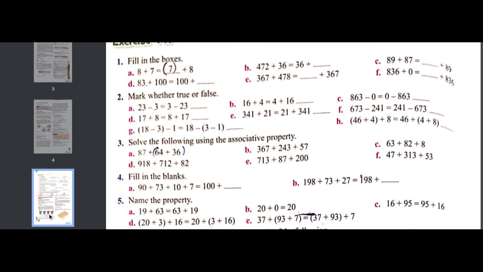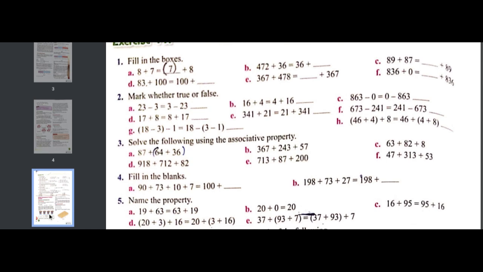For the B part, this is true. C is false. This property does not exist in subtraction. D is true. E is true. F is false. G is also false.